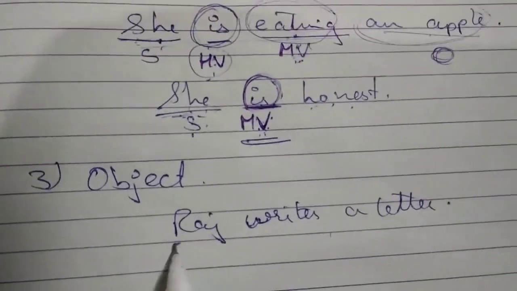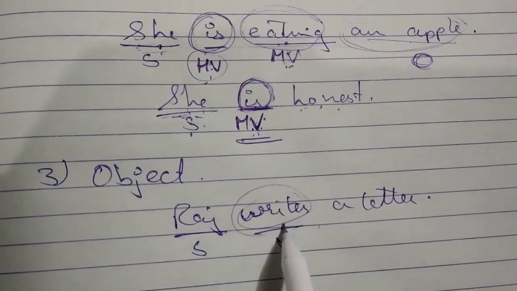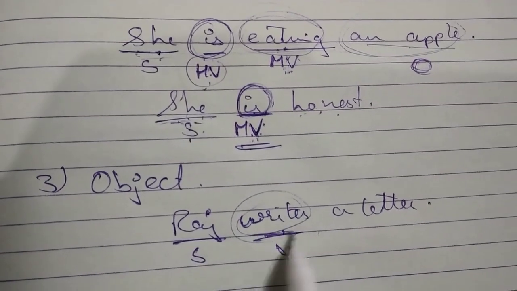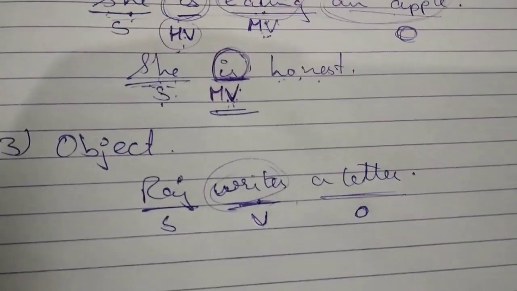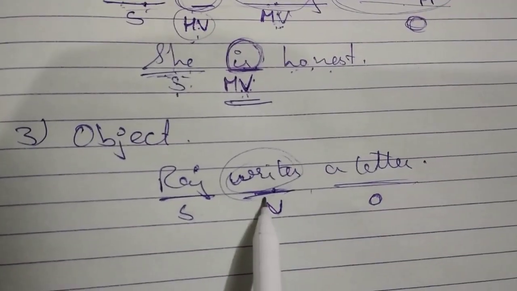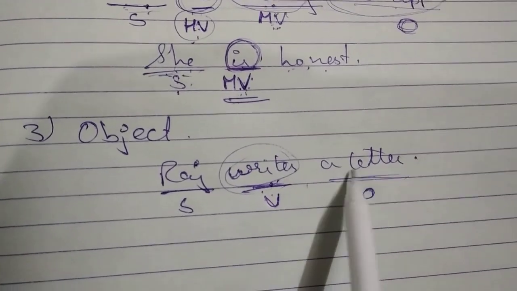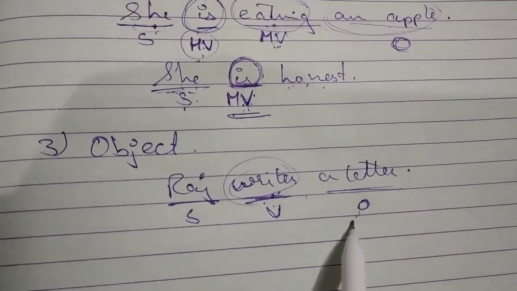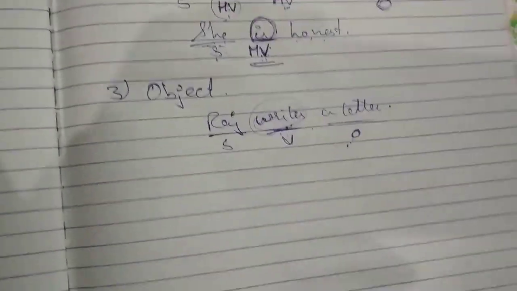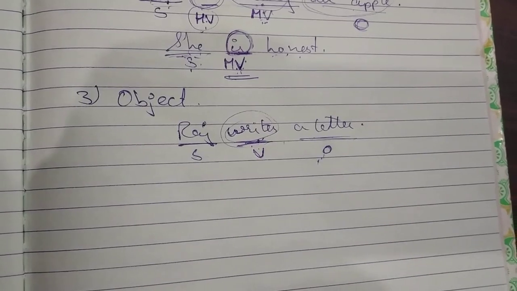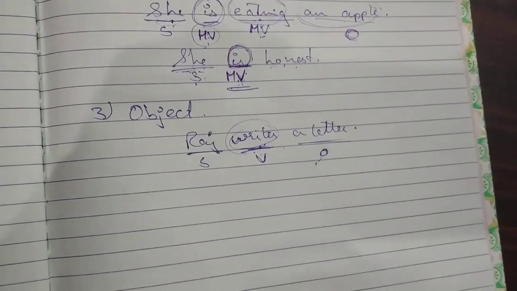Raj writes a letter. Okay, Raj is subject, write is verb. Now this action is performed on what? On letter. So letter becomes object. ठीक है? सब्जेक्ट एक्शन करता है, वो एक्शन जो चीज के ऊपर परफॉर्म होता है, जो चीज के ऊपर किया जाता है, उसको ऑब्जेक्ट बोलते हैं. Clear? And sometimes there are indirect objects as well. So for that also you have to keep the thing in mind.